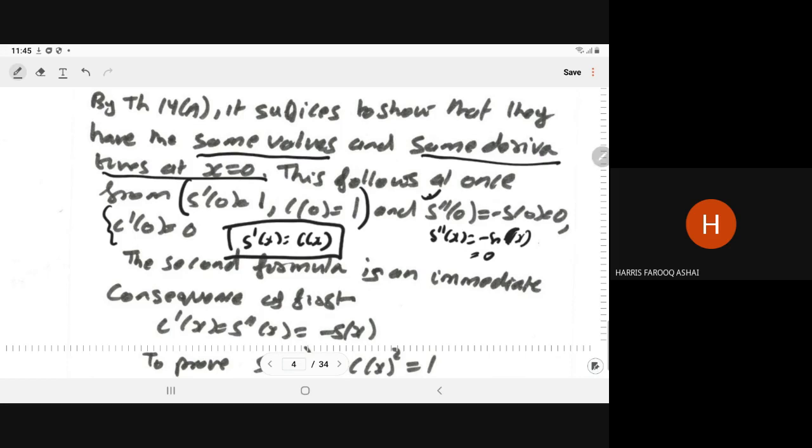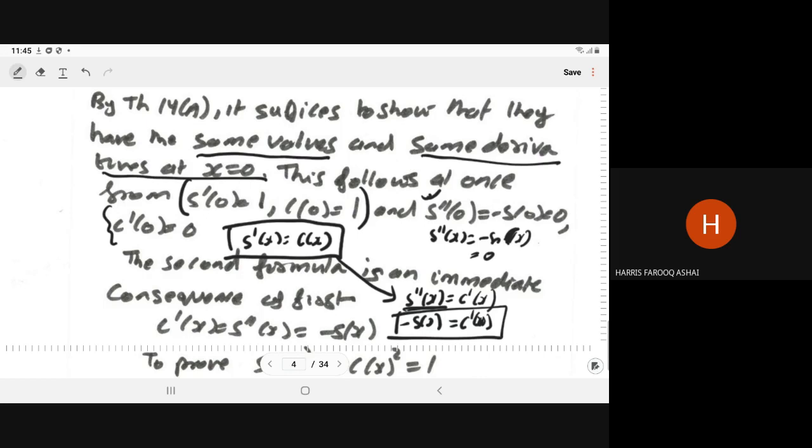If you take the differentiation on both sides, it will become s double dash x is equal to c dash x. And what is this s double dash x? That is minus of sx. So c dash x is equal to minus sx. So that is your second property. The derivative of cos x is minus sin x. So that we have proved here.